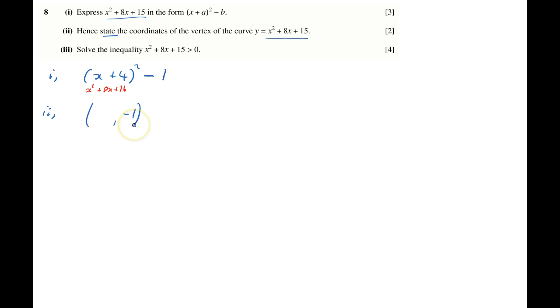And when is it minus 1? Well, if x is minus 4, this first bit becomes 0, and you square 0, you get nothing. So the vertex is minus 4, minus 1.